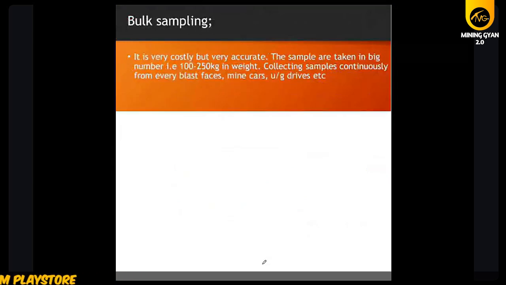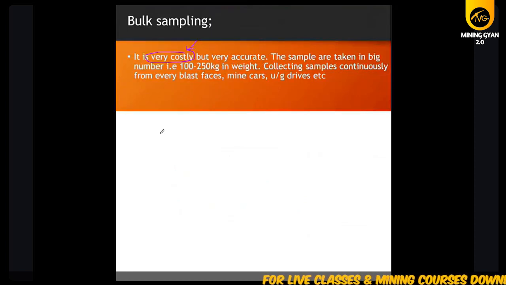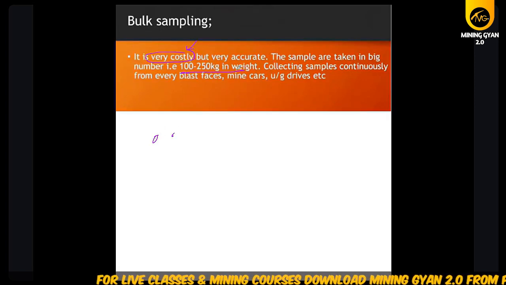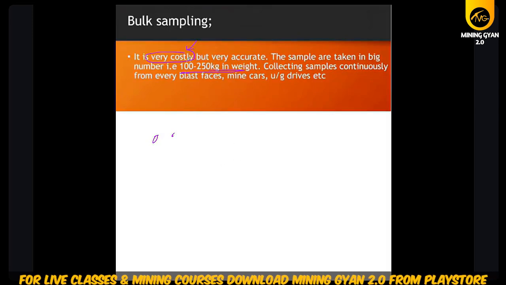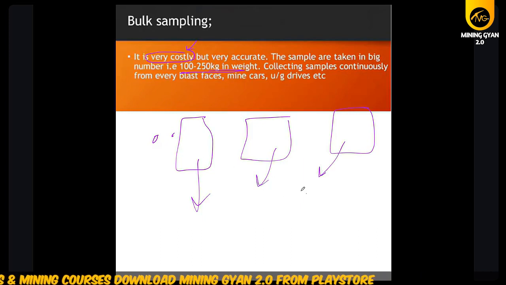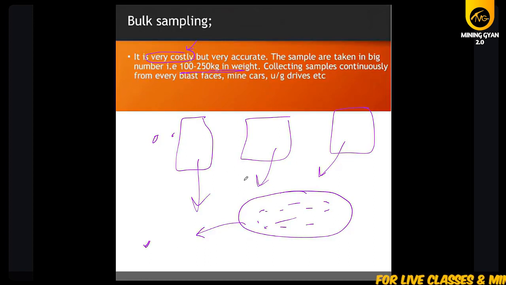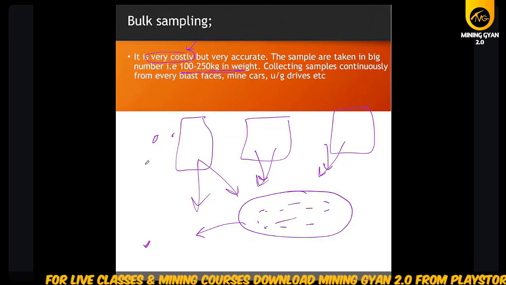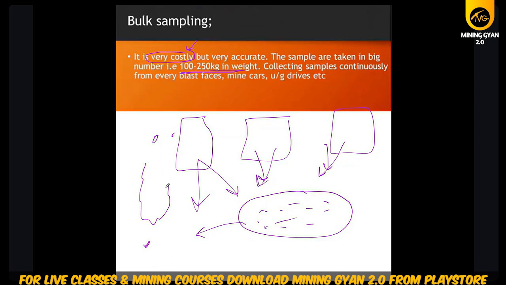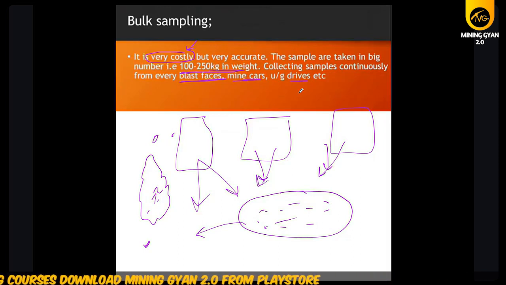Now, what is bulk sampling? Bulk sampling is very costly, because there we were collecting a little at a time. Here, we need 100 to 250 kg weight of sample. Suppose you take from this face, from this face, from this face. You collect material from various locations and need a huge amount of sample size, so it will require capital, but it is very accurate because you collect material from different positions or locations, so it will give you the accurate chemical and physical properties of your ore body. So from the blast face, mine cars, drives, you take from different places. So this is bulk sampling. Bulk means, simply, you understand.